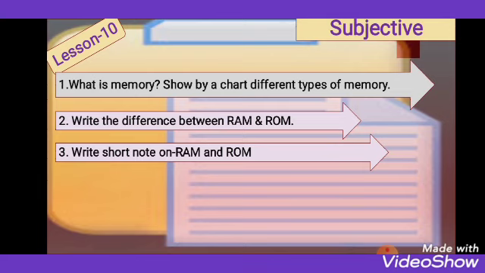We know that RAM and ROM are the two parts of primary memory. RAM is volatile in nature and ROM is not volatile, ROM is permanent.